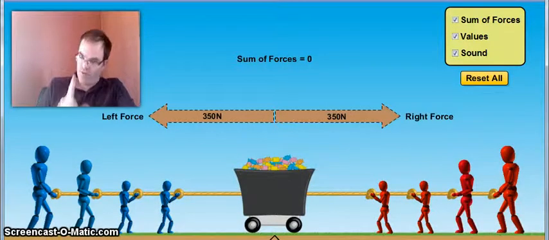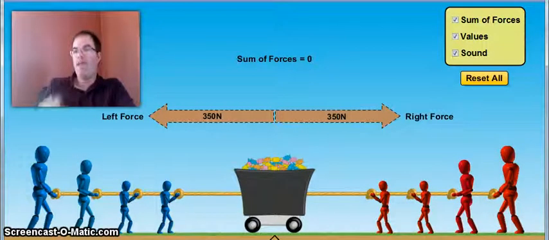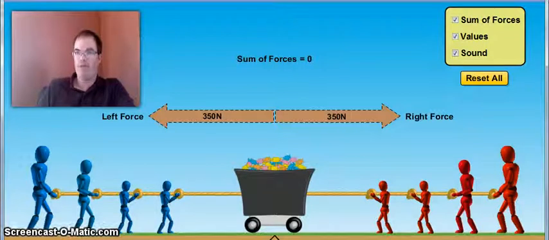And yet the cart kept moving. How it moved is important to note. It moved with a constant speed. And things that move at a constant speed don't have a net force acting on them. And so we have a different name for that. That's called dynamic equilibrium.